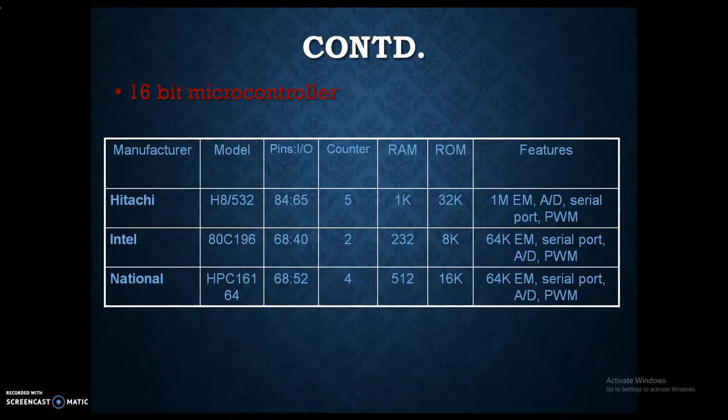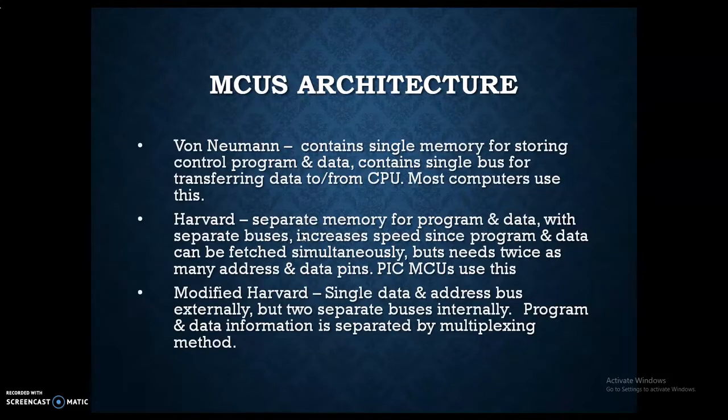Coming back to the higher version, this is a 16-bit microcontroller. That means it has a 16-bit data bus. The width of the data bus is 16 bit, and Hitachi, Intel, and National Instruments have some examples. A number of examples are available. So here you can see this Intel microcontroller 80C196. It has 68 pins in the IC, and 40 pins are used for input output operation.